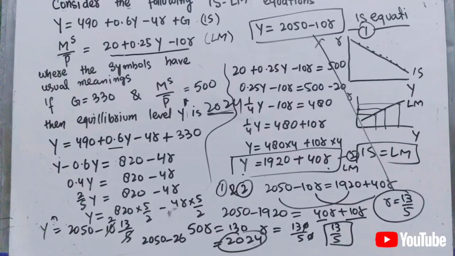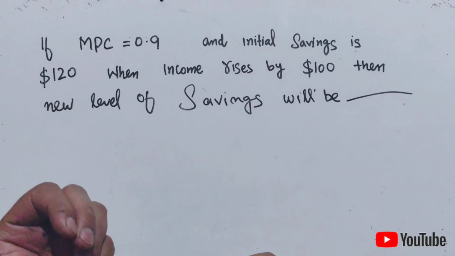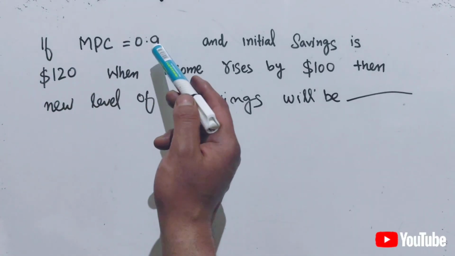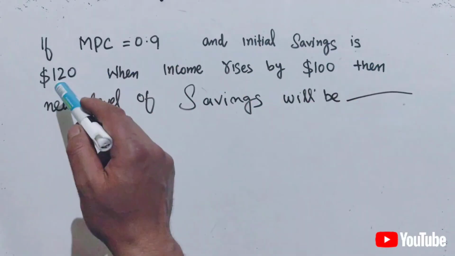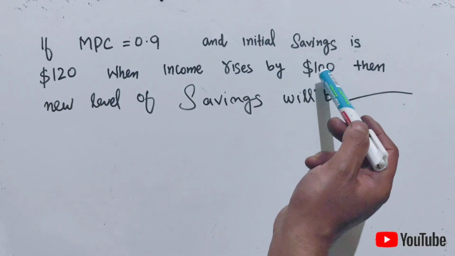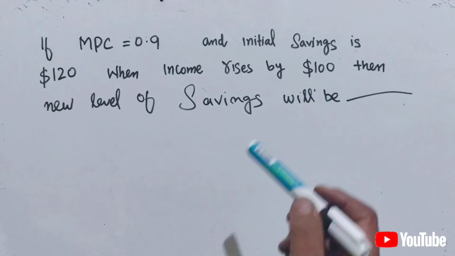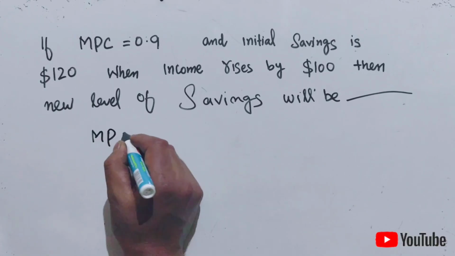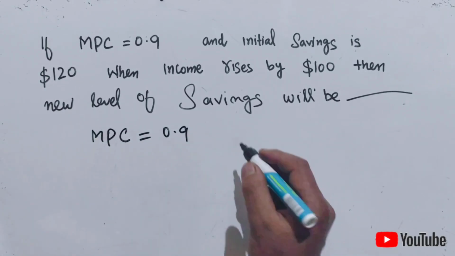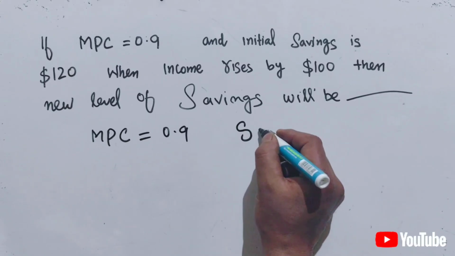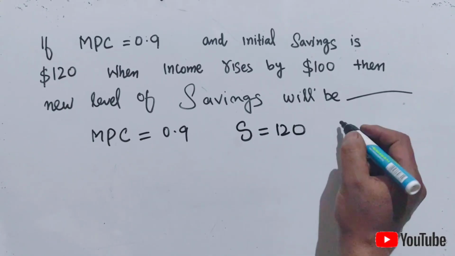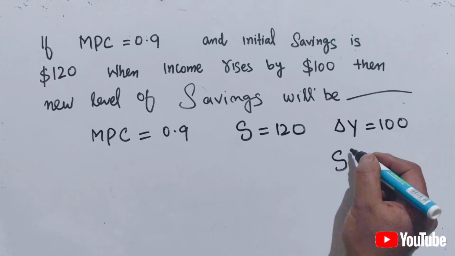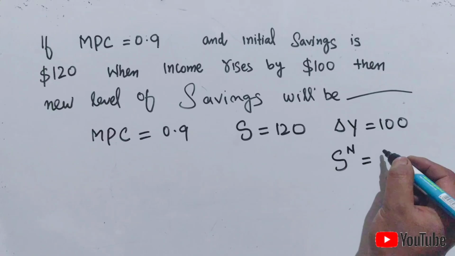This question is related to the savings function. The question is, for a closed economy, if marginal propensity to consume is 0.9 and initial savings is $120, when income rises by $100, then the new level of savings will be, we need to find out. So MPC is equal to 0.9, initial savings, let's denote it by S, is equal to 120, and income rises by $100. We need to find the new savings, let us denote it by S superscript N.